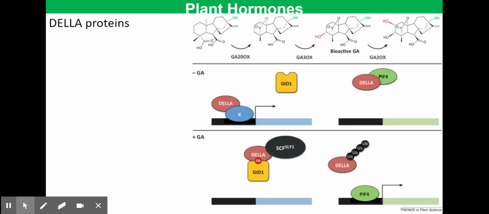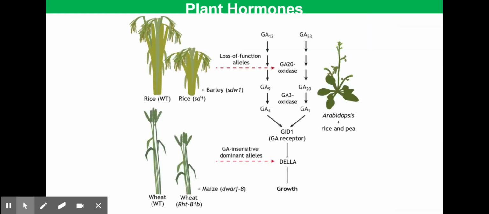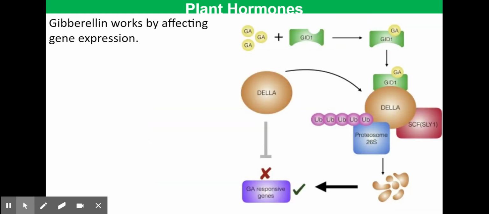DELLA proteins usually inhibit transcription factors. They inhibit the transcription factors needed to transcribe a particular gene. Once that DELLA protein is broken down, the transcription factor will be released and transcription of the gene can begin. And that transcription ultimately enables the growth of the plant, so you don't have the dwarf forms anymore.